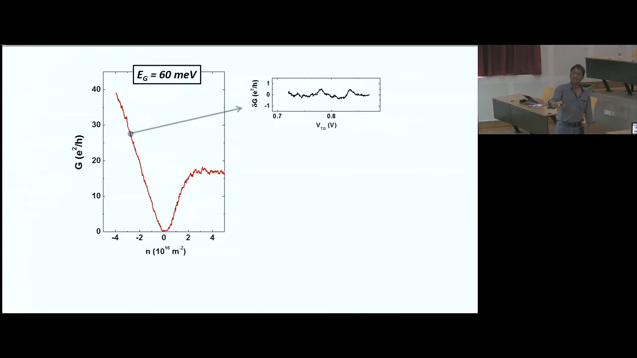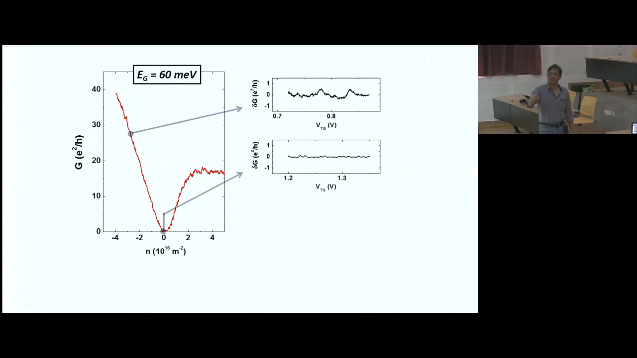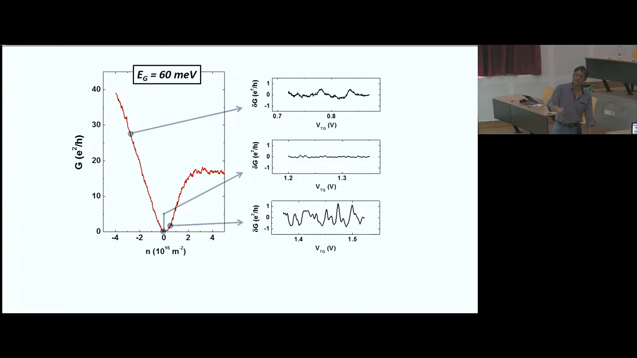What happens at this point is that it's very, very small, and at this point, just away from it, look at the conductance fluctuations. This is very large. So the conductance fluctuations pick up on both sides of the charge neutrality point, but at or around the charge neutrality point, the conductance fluctuation is strongly suppressed.